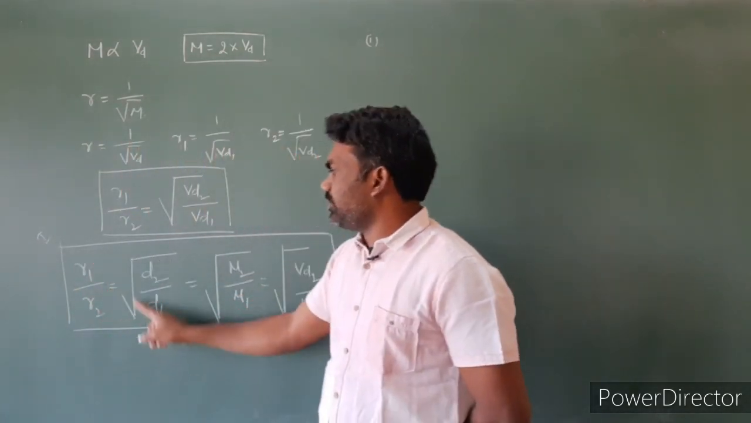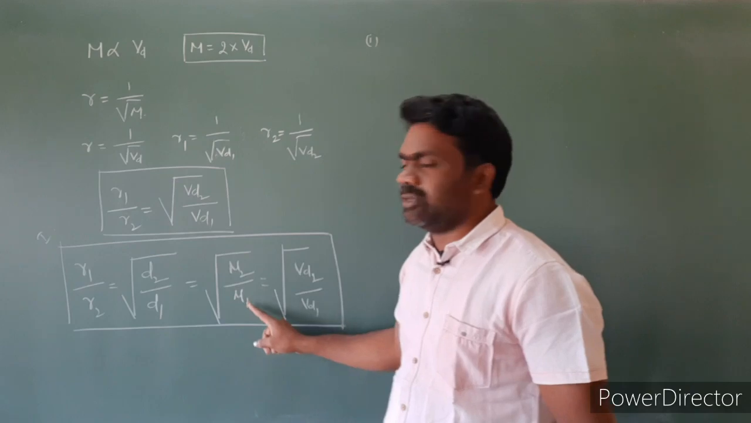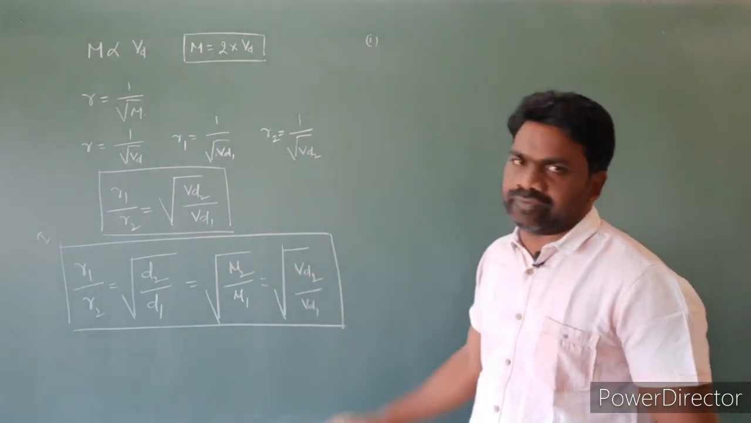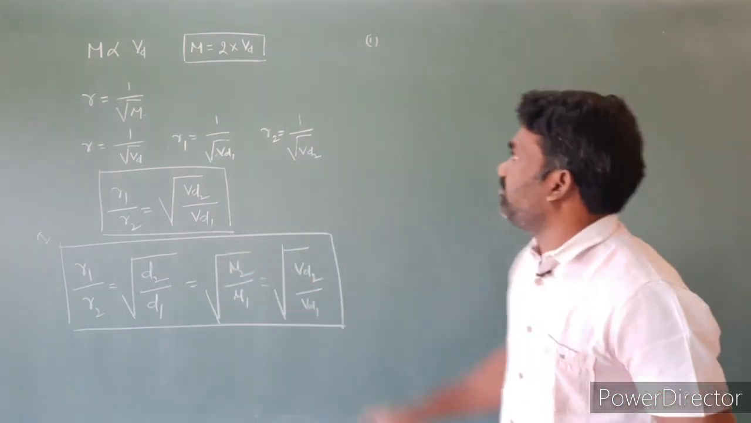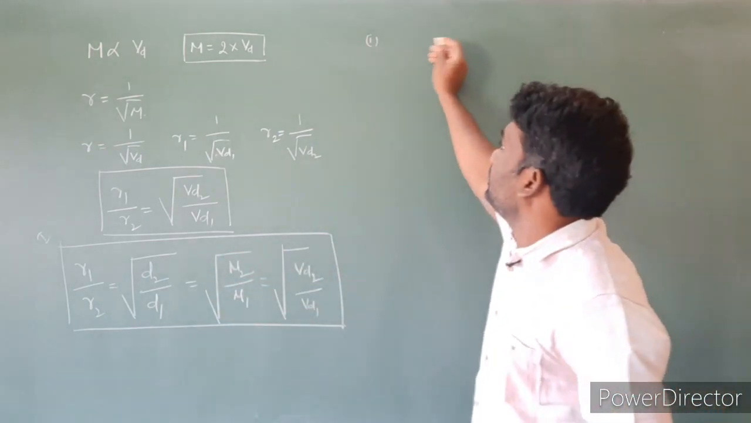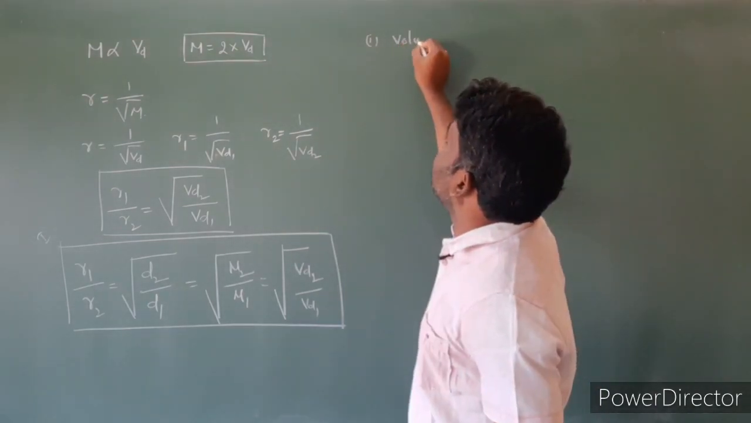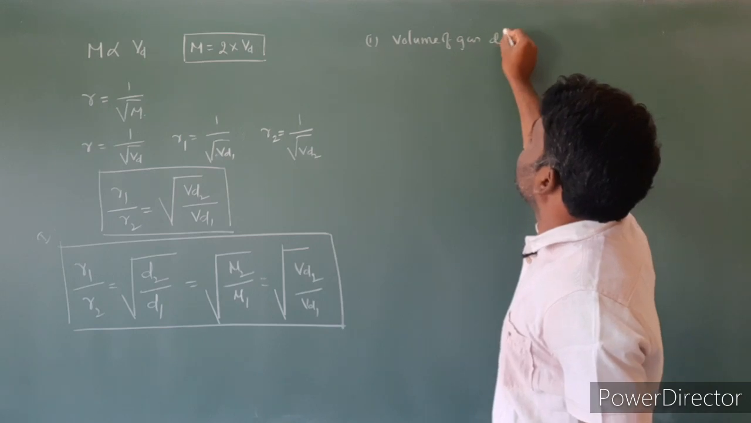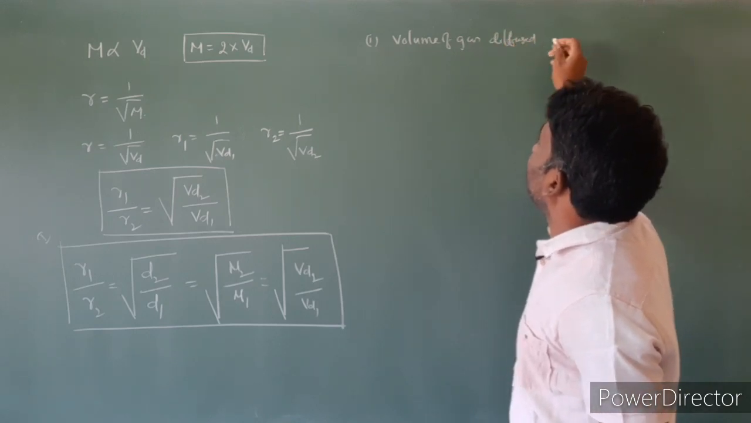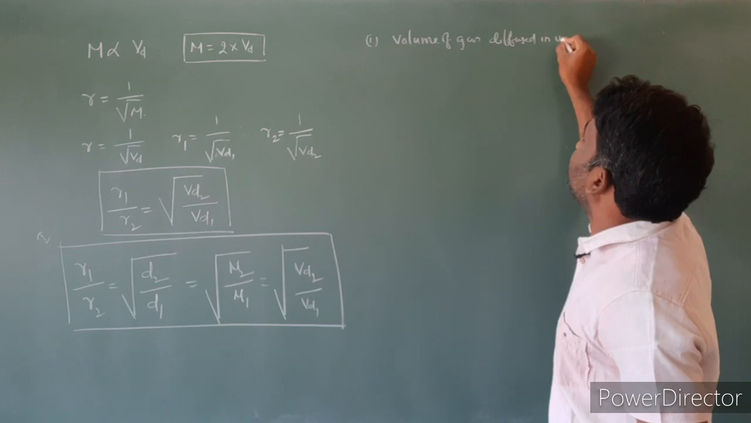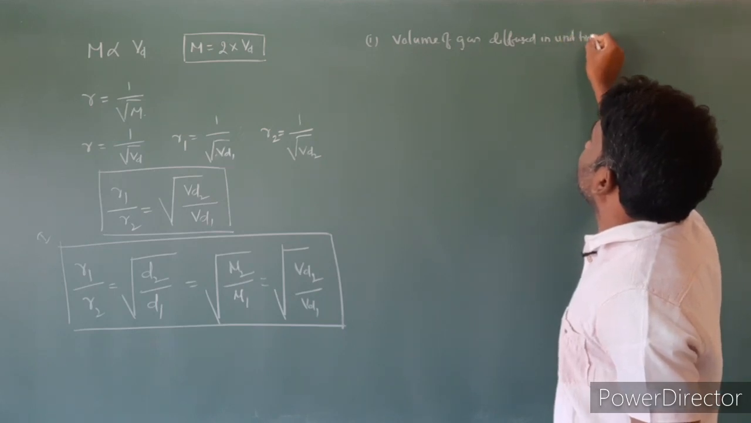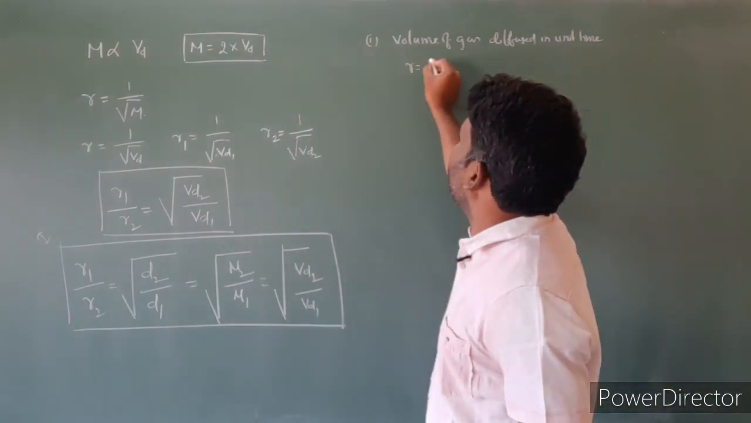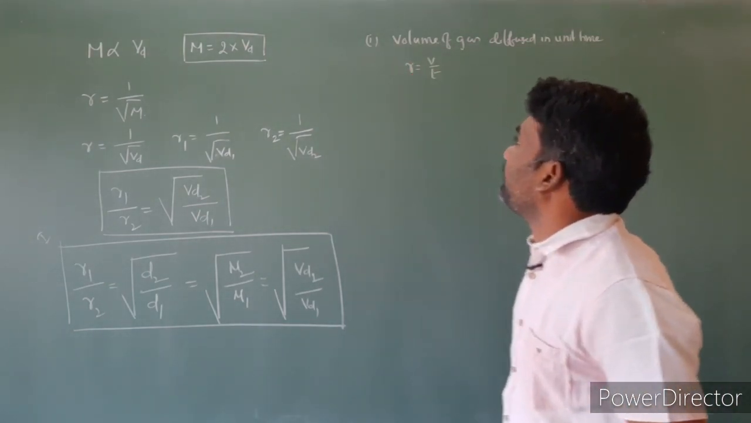So R1 by R2 is equal to square root of d2 by d1, that is equal to square root of M2 by M1, that is equal to square root of vapor density of second gas by vapor density of first gas. One set of formulas. Second set, some other relations. Volume of gas diffused in unit time. Then the formula is R is equal to V by T, volume of gas diffused in unit time.